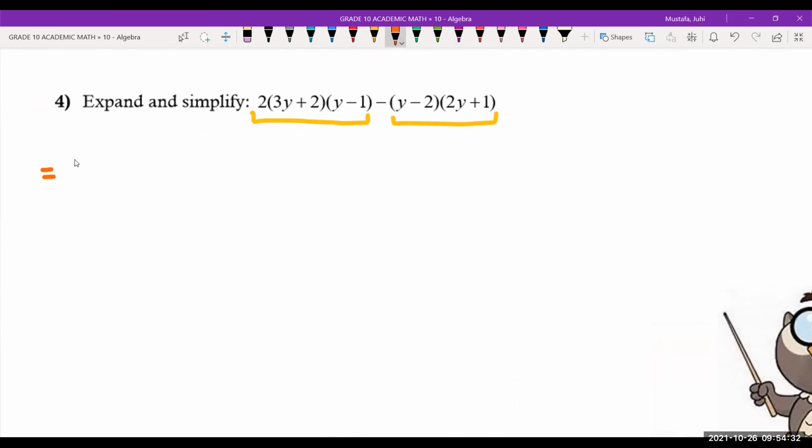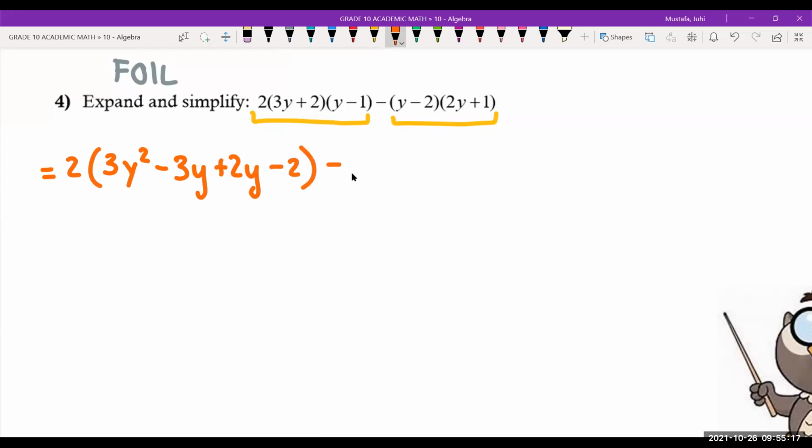I'm going to keep the 2 outside, and I'm going to go ahead and FOIL these 2 brackets. 3y times y is going to be 3y squared. That's first. Outer will be 3y times negative 1, which will be negative 3y. Then I for FOIL is the inner. Positive 2 times y is going to be plus 2y. And then L stands for last. By the way, I'll just write down the word FOIL so you guys can see what I'm talking about. L is last, which is positive 2 times negative 1, which is going to be negative 2.